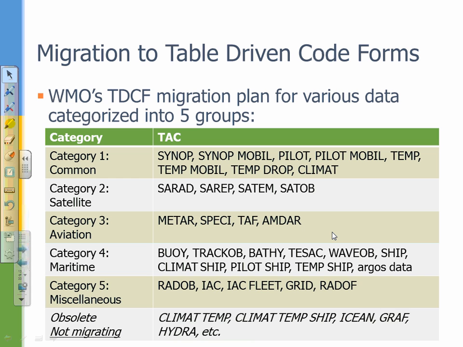From here, the topic is about WMO's TDCF migration plan. WMO has a plan for migration for various data categorized into five groups. The five groups are common data like SYNOP, TEMP, PILOT and climate. The second one is satellite. The third one is aviation, the fourth one is maritime, and the fifth is miscellaneous.